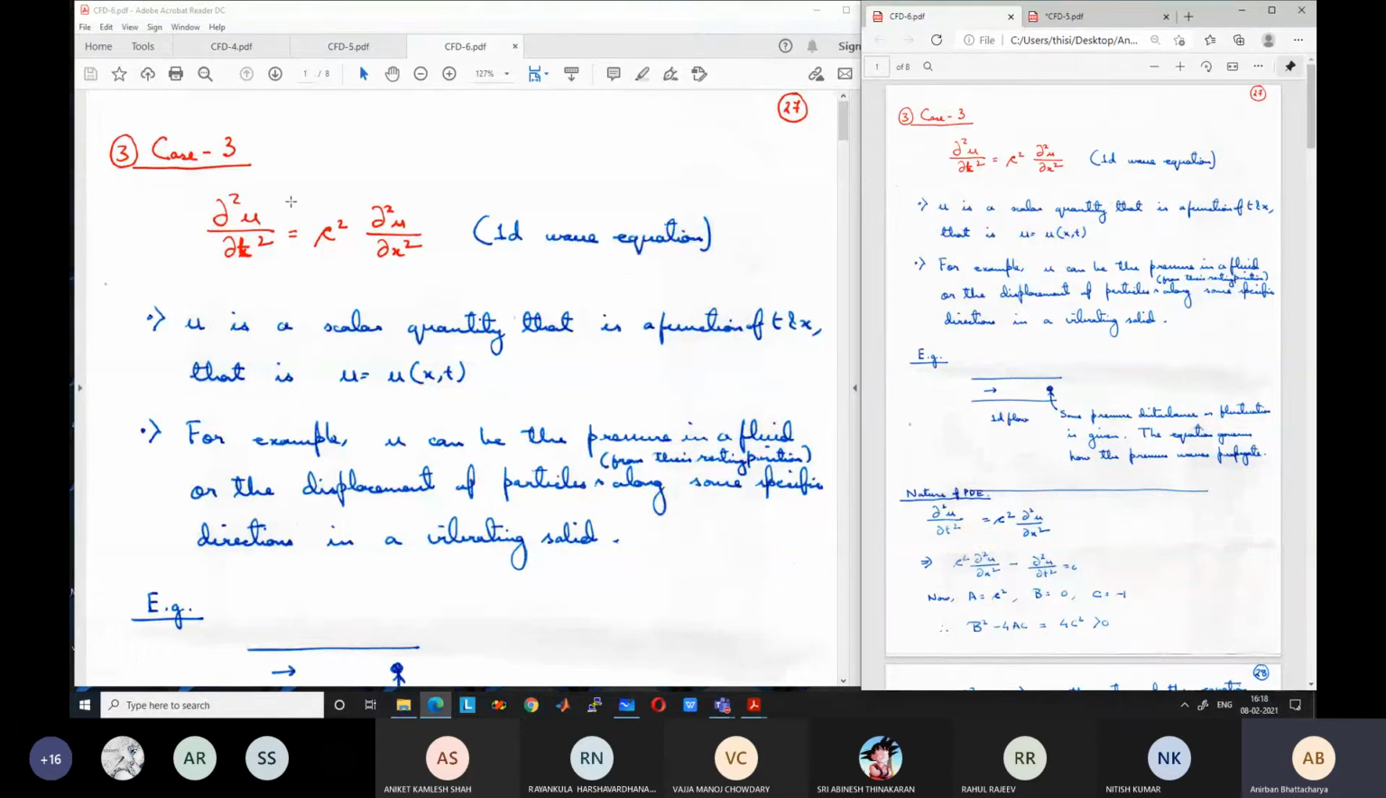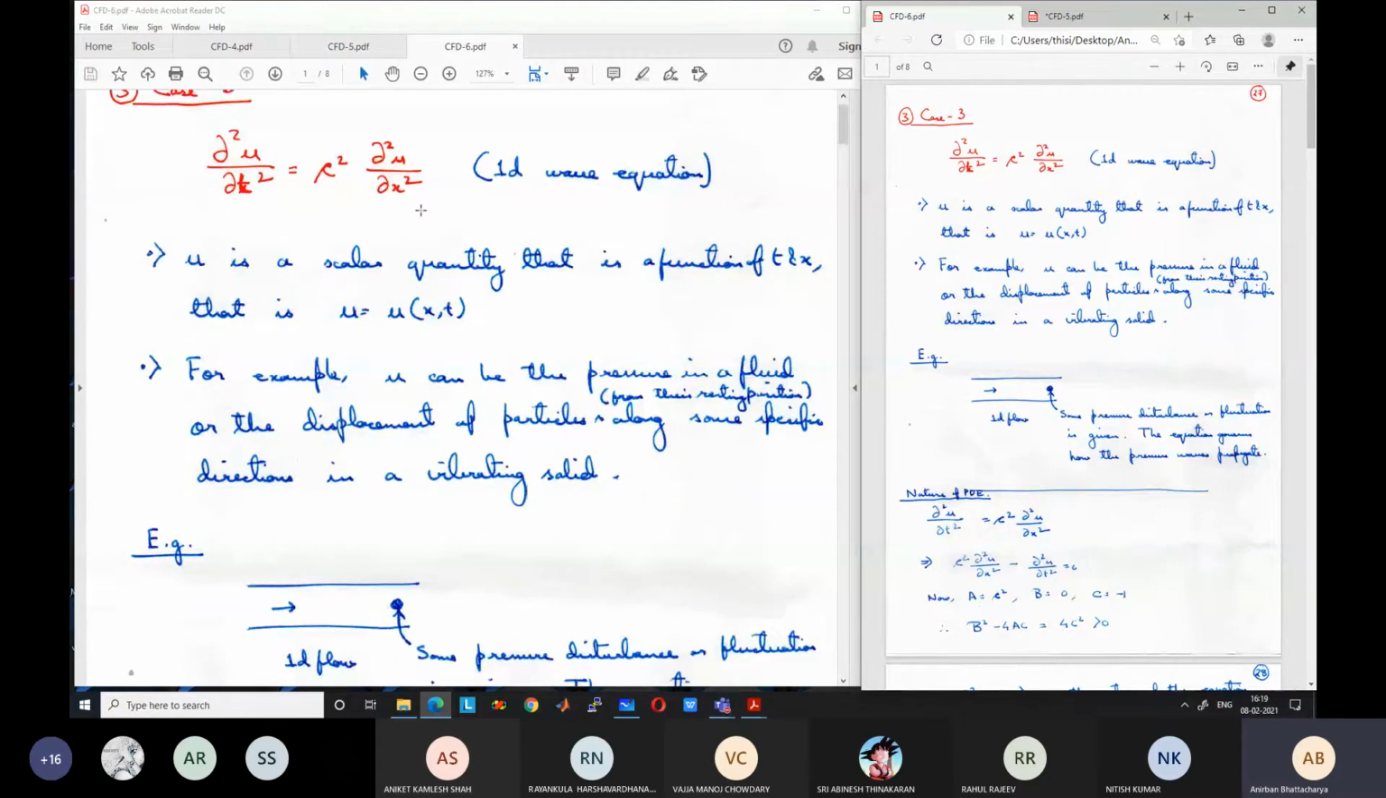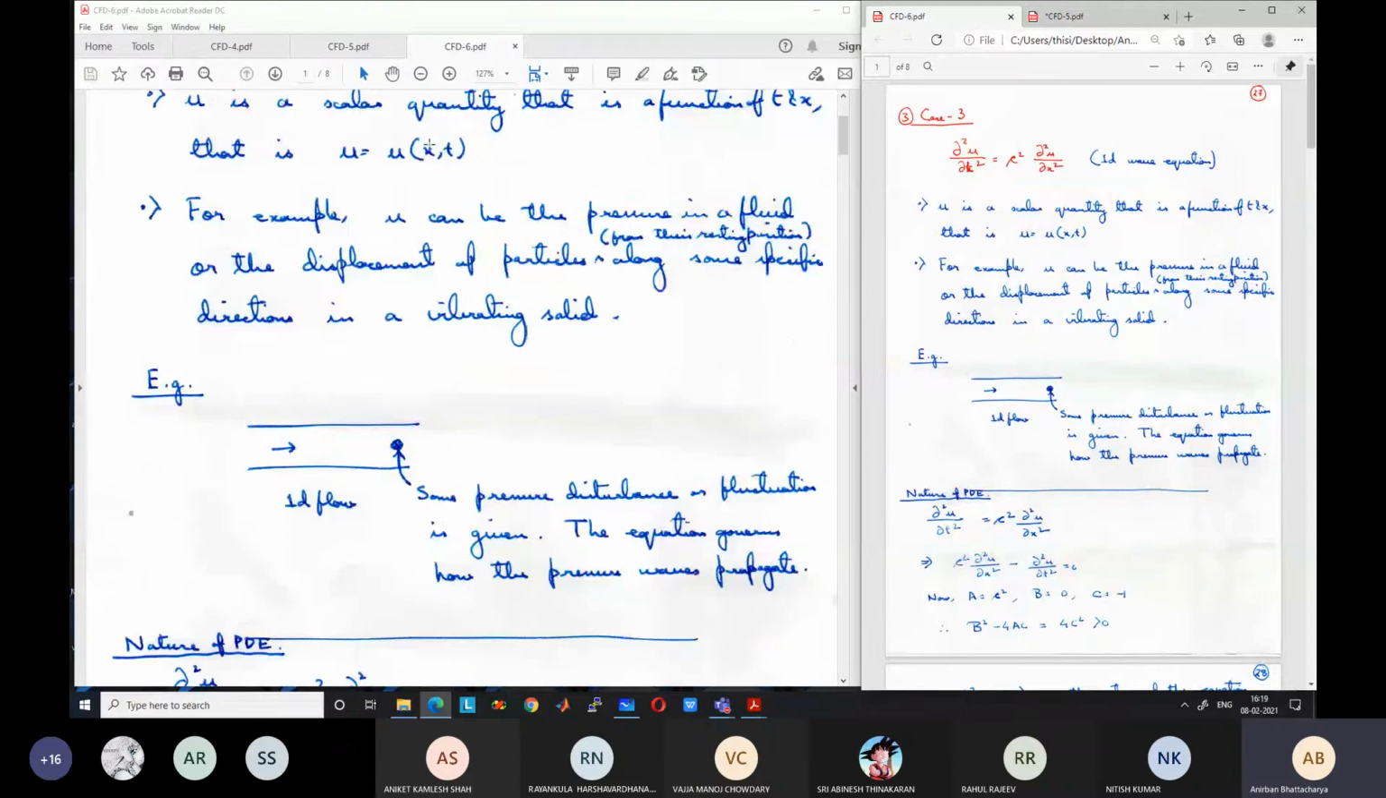We will not go into the physics of this equation anymore, but we will just consider the nature of this equation: del square u by del t square equal to c square del square u by del x square, the 1D wave equation. It can represent many situations, as I have shown in one case. 1D flow is happening and some pressure disturbance or fluctuation is given at a point. The equation governs how the pressure waves propagate.